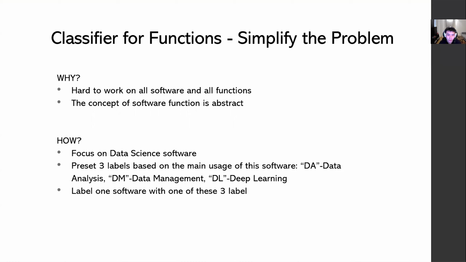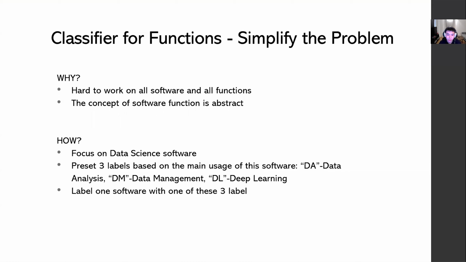And as I mentioned, we manually label them. We preset 3 different labels based on the main usage of a software. DA means data analysis, DM means data management, and DL means deep learning. Then the thing to do is to actually label them.